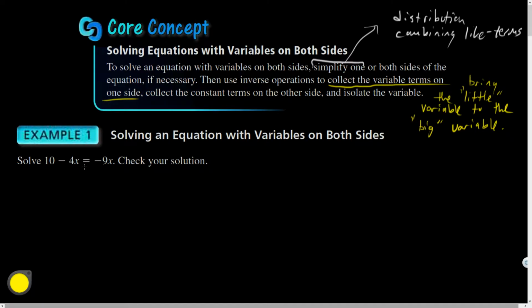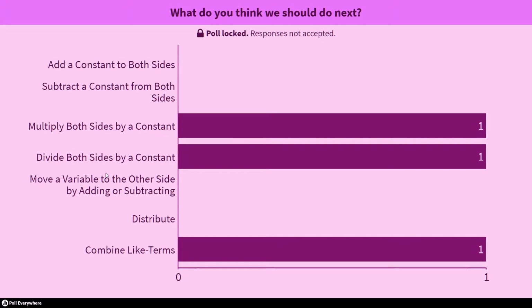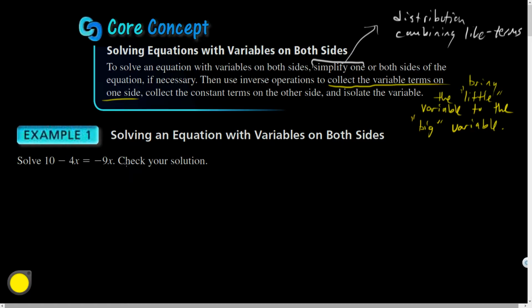Well, we can't really combine like terms in their current state since they're on opposite sides of the equal sign. I'm not going to multiply both sides by anything. That would make things complicated. And I wouldn't divide. I think I actually disagree with everybody here, but that's okay. We're learning. This is a learning experience. I think we're going to move a variable to the other side by adding or subtracting.